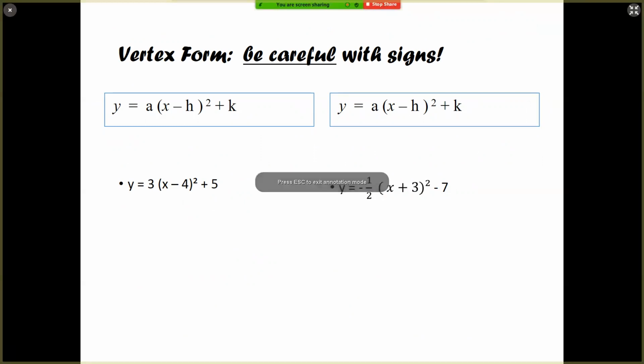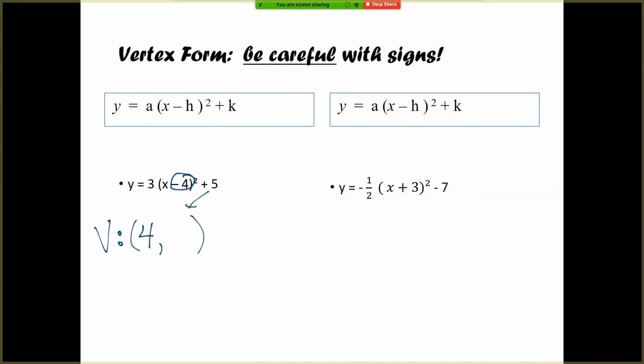So a vertex form, all I want you to do is write the vertex. So I'm just going to write vertex h comma k. If I want h comma k, I've got h here with the opposite sign, k hanging out on the outside. So I need to switch the sign of -4. So I would write +4. And then my k value just comes down the way it is. So the vertex is automatically 4, 5, and I didn't have to do any work.